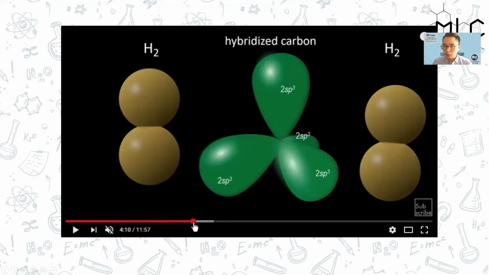The sp3, the 3 means that you use 3 p orbitals and 1 s orbital to combine to form the new equivalent hybrid orbitals.